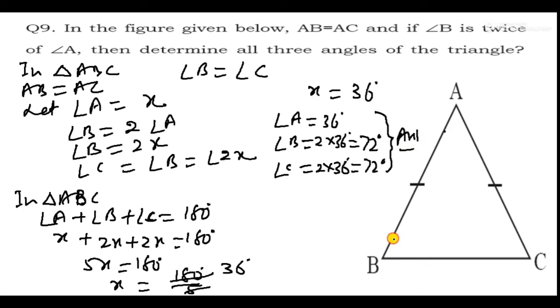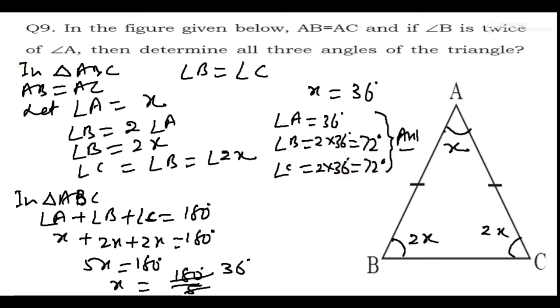So you can write here, angle B, how much was it with us? It is 2x. So you can write here 2x. Angle C is also 2x and angle A, let it be x. So you have to do these questions very well, and these questions are very simple.